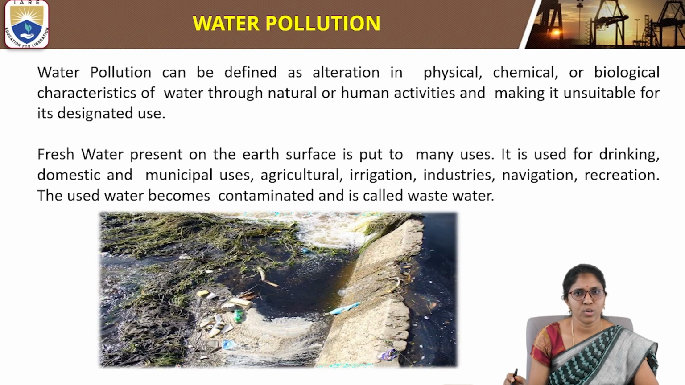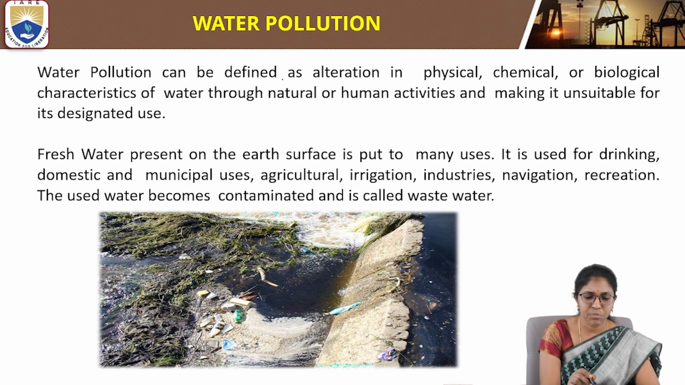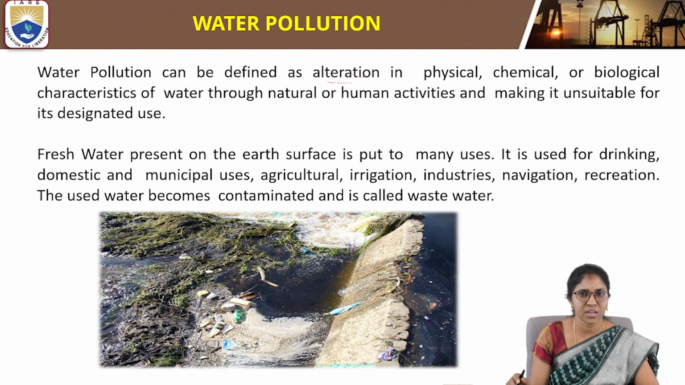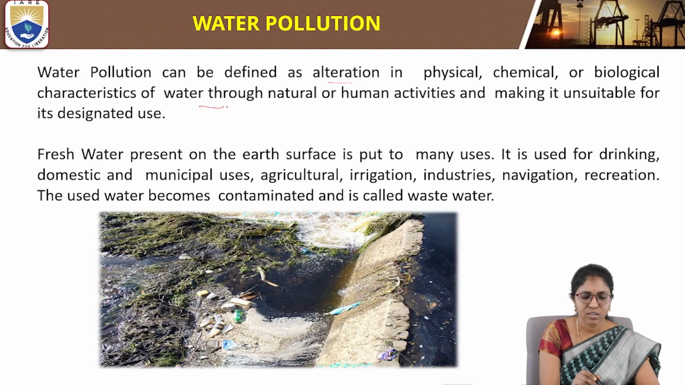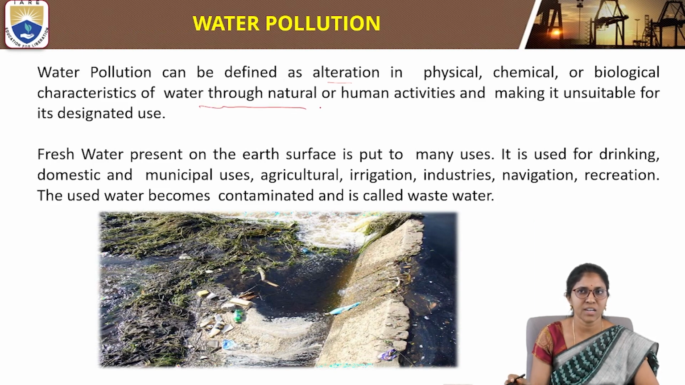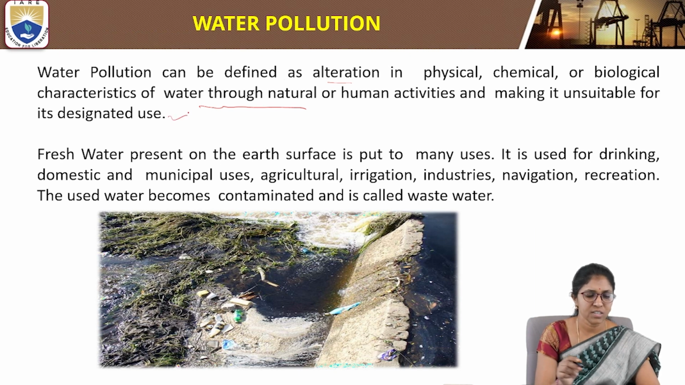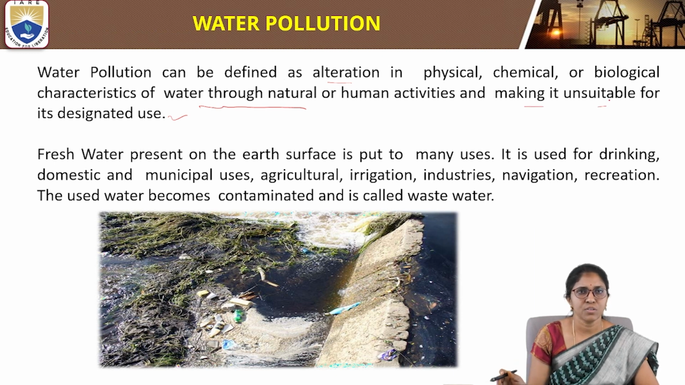So what is water pollution? Water pollution can be defined as the alteration in physical, chemical or biological characteristics of water through natural or human activities, making it unsuitable for its designated use. So water is not suitable for proper usage. Making water unsuitable for usage is called water pollution.